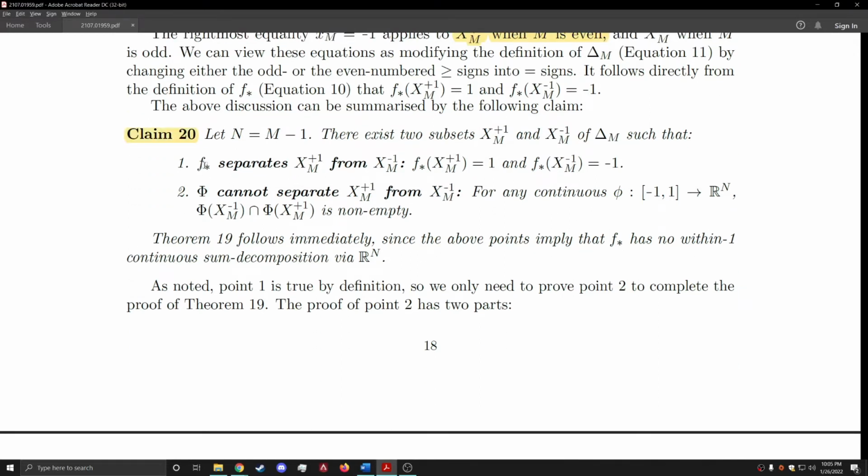This is the interesting thing. This is the thing I just said. F is able to separate these two. It literally just maps them to 1 or -1. Super straightforward. But phi cannot separate these two. For any continuous phi, there's going to be an intersection which is non-empty.